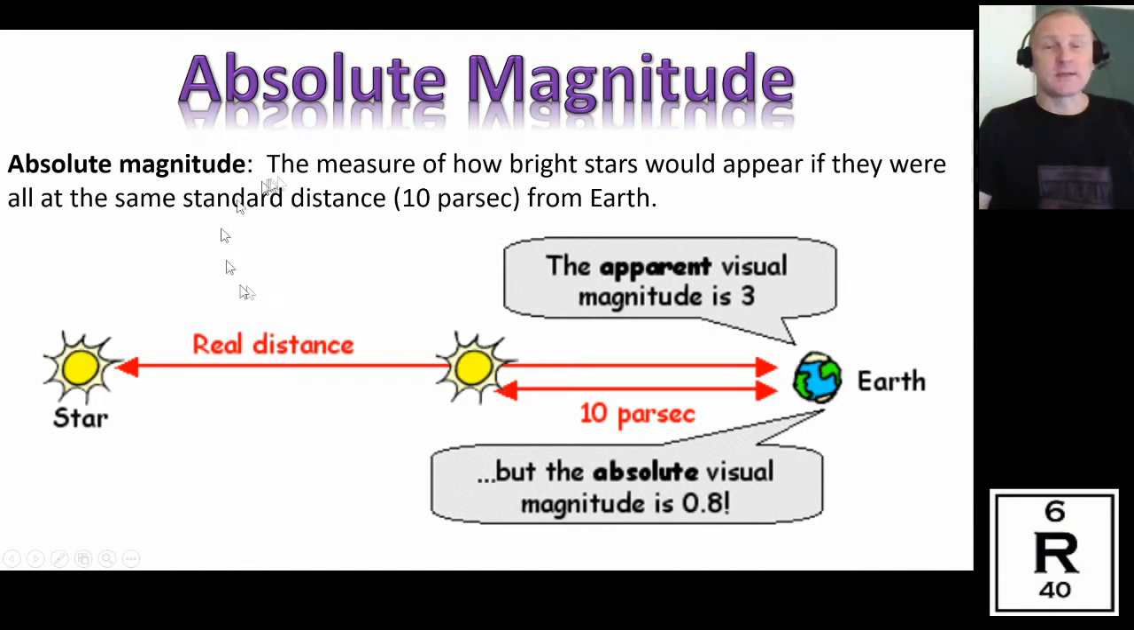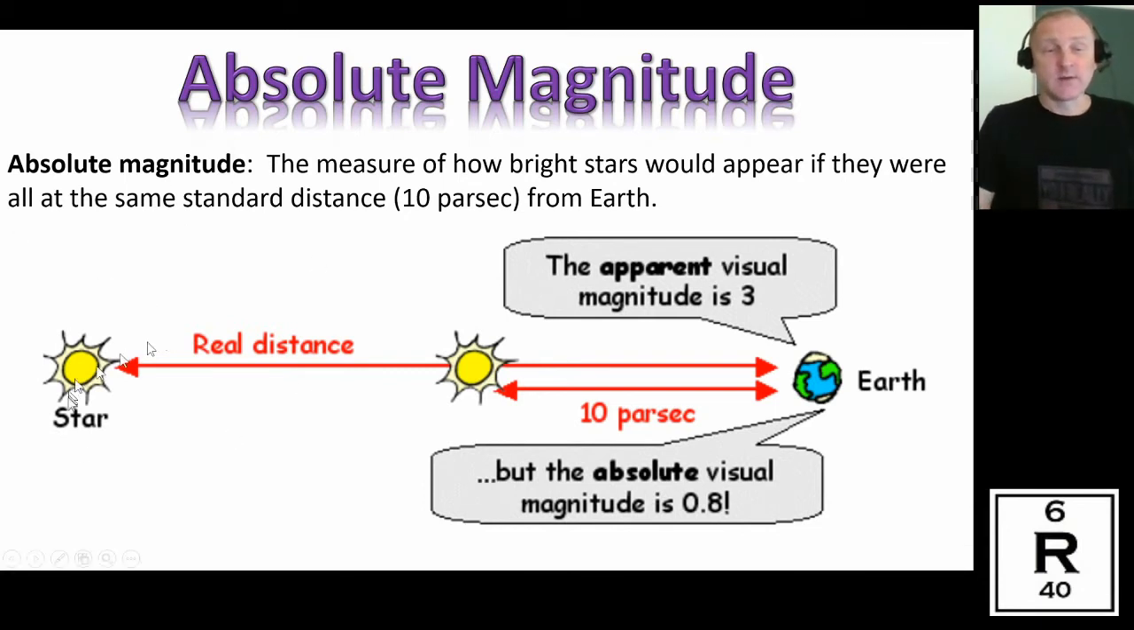So absolute magnitude is the measure of how bright the star would be if they were all the same distance, which is 10 parsecs from Earth. So if we take that other example and put both stars equal distance from Earth, you would clearly see which one was brighter than the other one. It's the actual brightness of it.